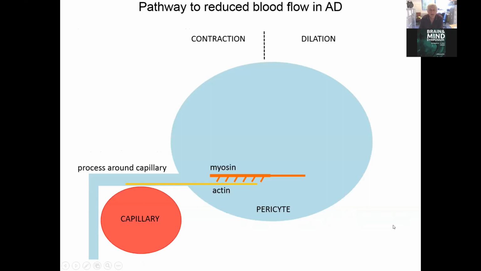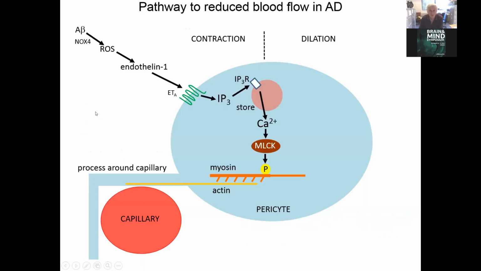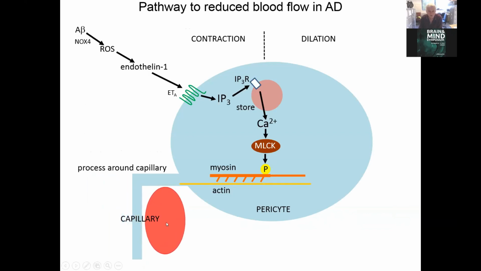So what we think is happening, I can't show you all the data, is that amyloid beta generates reactive oxygen species, which release endothelin-1, a powerful vasoconstrictor, that acts on endothelin receptors to dump calcium from internal stores, which then activates the myofilaments to constrict capillaries. We could try preventing this by blocking this ROS-producing enzyme, blocking endothelin A receptors, although it's known in the literature that blocking established constrictions is difficult for endothelin.